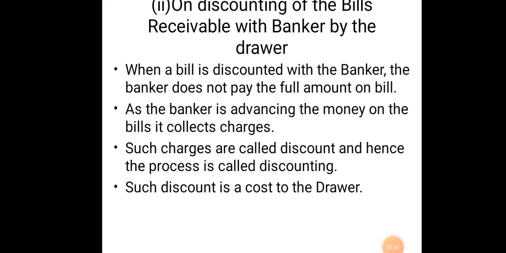Secondly, on discounting of the bills receivable with banker by the drawer, when a bill is discounted, the banker does not pay the full amount on the bill. As the banker is advancing the money on the bills, it collects charges. Such charges are called discount, and hence the process is called discounting. Such discount is a cost to the drawer.